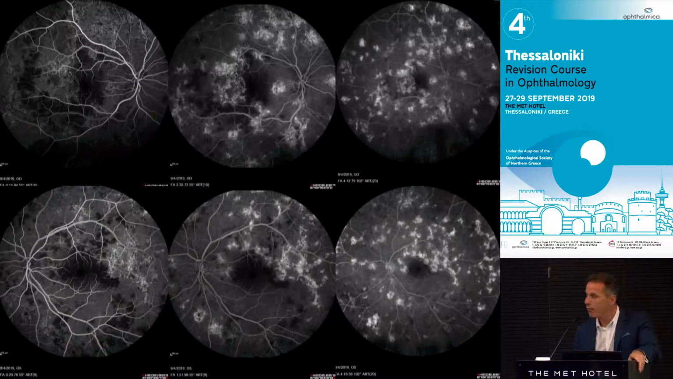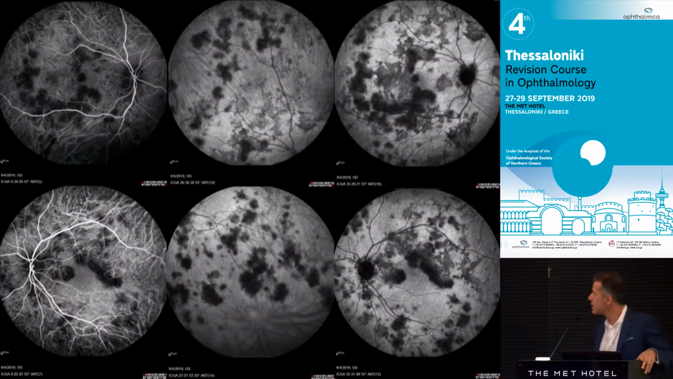So this is the fluorescein angiography. Right eye at the top, left eye in the middle, different phases. We can see that there are hypofluorescent areas, which towards the late phases become hyper, similar to the left eye. And that's the ICG. We see multiple scattered areas of hypo, indicating a full thickness chorioretinal lesion.